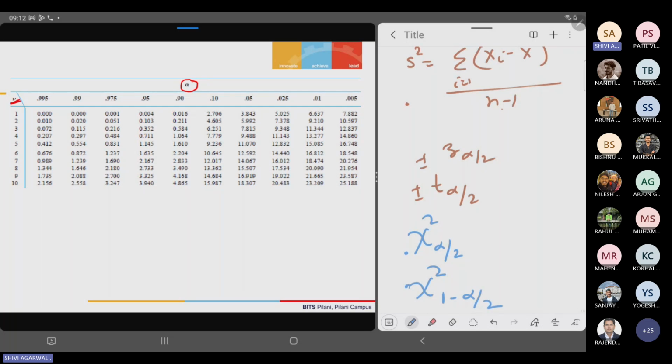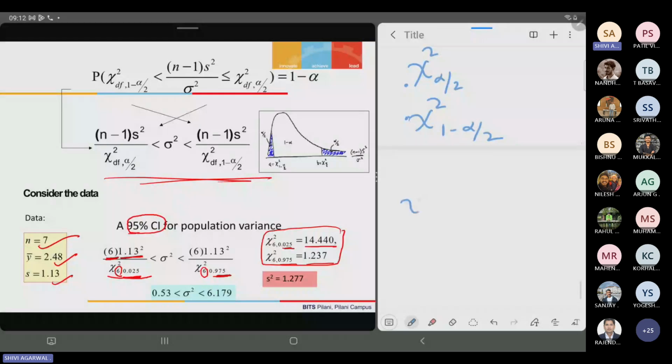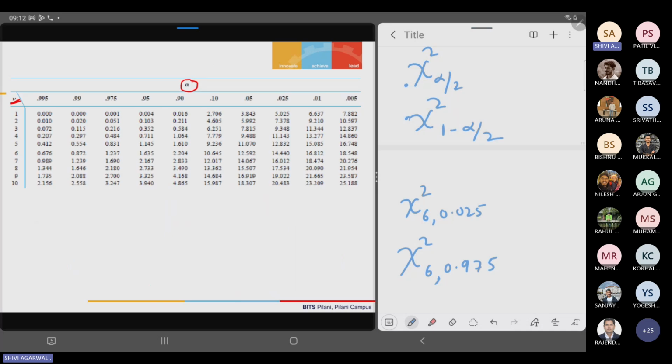So going back, what you have to calculate is chi square with 6 degrees of freedom at 0.025, and chi square with 6 degrees of freedom at 0.975. By the table, 6 degrees of freedom is this, and alpha is given here, so 0.025. First we check 0.975: this value is 1.237, and for 0.025 the value is given here, 14.440, and this one is 1.237.